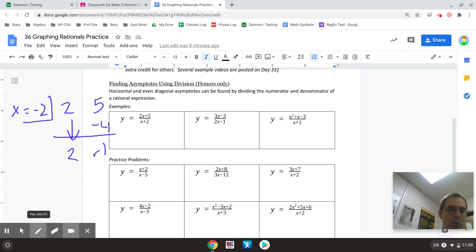That means my answer would be, it used to have an x, but now it's just going to be a plain number, so I have a 2. And for that remainder of 1, I can do plus 1 and put it over whatever you divided by, 1 over x plus 2. And that is how you handle that.